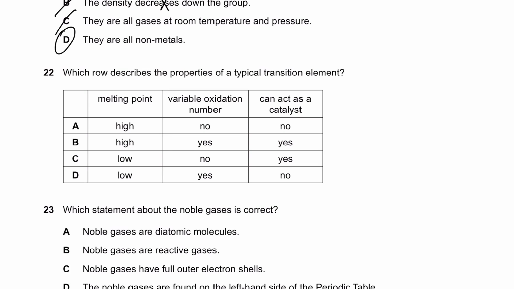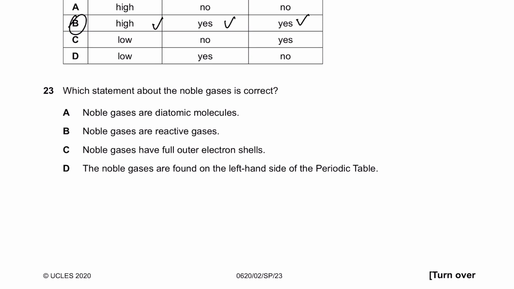Then which row describes the property of a typical transition metal? Melting points of a transition metal is high. It does have a variable oxidation state like iron 3 and iron 2. They have two different oxidation states and they act as catalyst. Absolutely. So high melting point, yes, and that's how B is the right option.